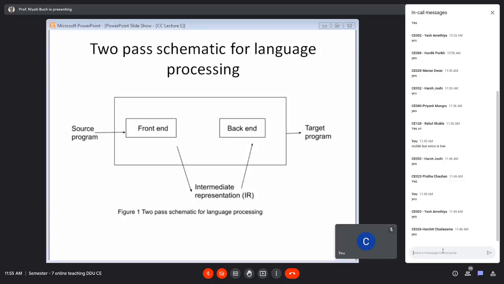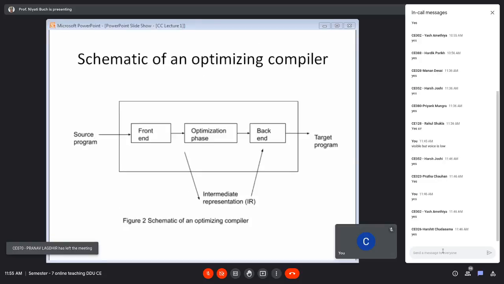So, making a small change in this two pass schematic for language processing, we add the optimization phase. When our compiler is an optimizing compiler, in between the front end and the back end we have the optimization phase, which works upon the intermediate code that has been generated.